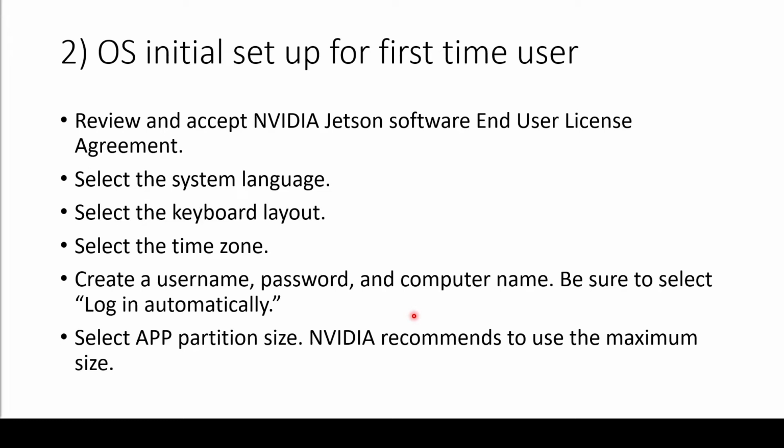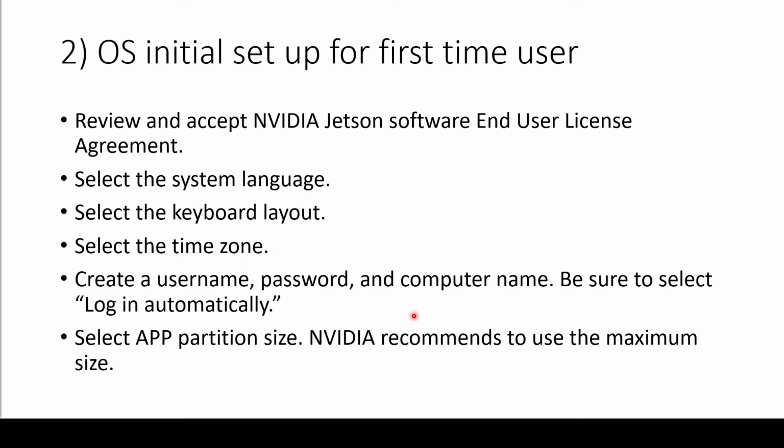So for the first time, there are a few things. With the standard Ubuntu procedure, when you turn on your device, you need to review and accept the NVIDIA Jetson software end user license agreement, select the system language, select the keyboard layout, select the time zone, and create the username and password. And of course, you need to always remember them. You can click log in automatically, but from time to time you will be asked to enter the login name and password, so make sure you remember those. And then select the APP partition size.